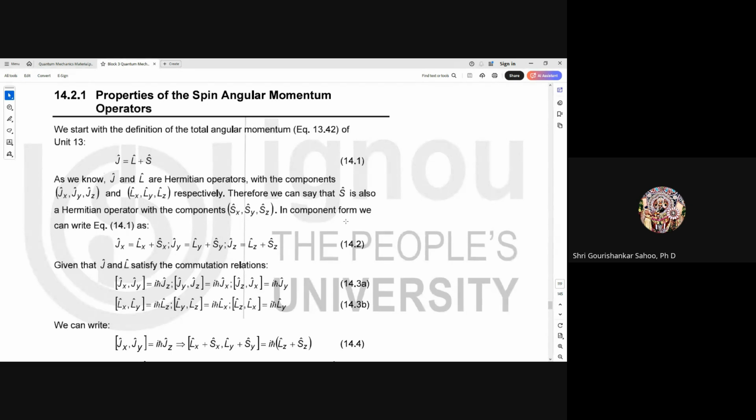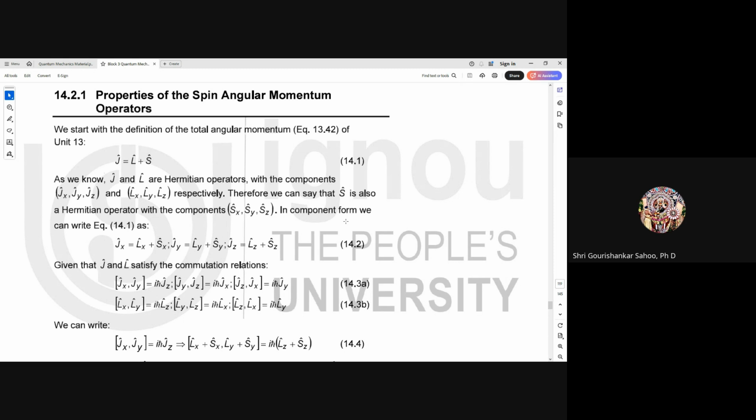So given that J cap and L cap satisfy the commutation relation, you can write Jx cap and Jy cap in commutator bracket will give you iħ Jz cap, and the derivation is shown in the screen. And similarly, your Lx cap, Ly cap in commutator bracket will give you iħ Lz cap. Jx cap, Jy cap will give you iħ Jz cap. Lx cap, Ly cap give you iħ Lz cap.